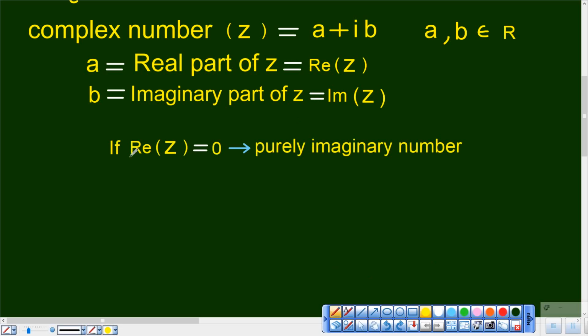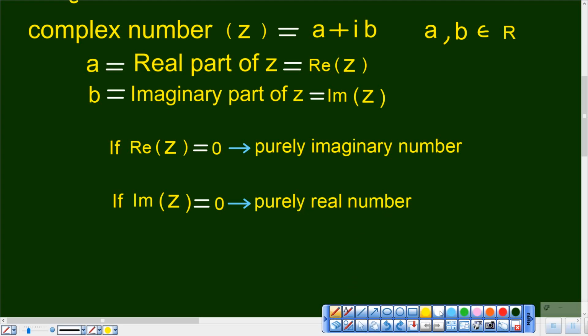So if my Re Z is equal to 0, then it is called a purely imaginary number. That is, if A is not surviving, it is equal to 0, then it is called purely imaginary, and the reason for it is because only I times something will survive. That's why it is called a purely imaginary number. And if Im Z is equal to 0, that is B is equal to 0, so that I has no role to play at all, then it is called a purely real number.